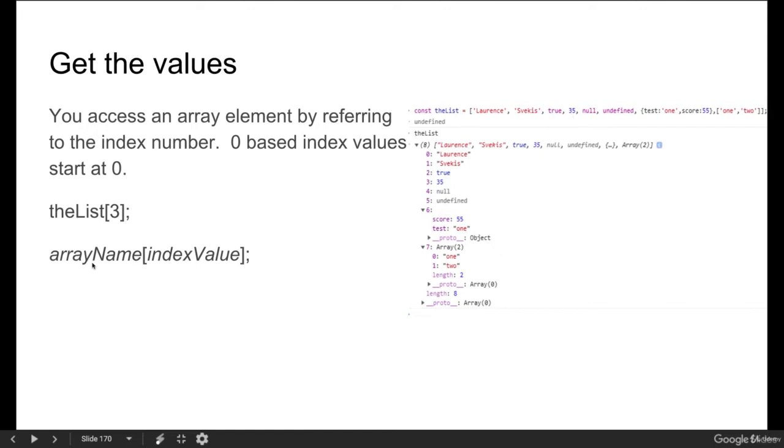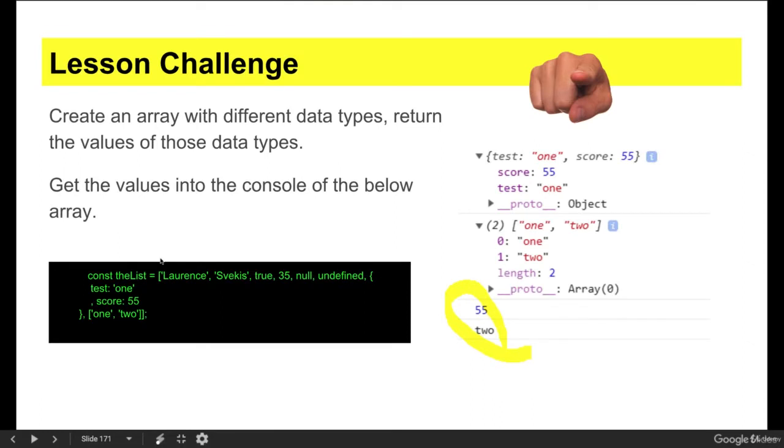So using the array name and the index value, that's how we can retrieve values that are contained within the array. So the challenge for this lesson is to create an array with different types of data and then return the values of those different data types. So get the value into the console of the below array. We've got the default array called the list, and there's an object in there, there's another array in there, there's a number.